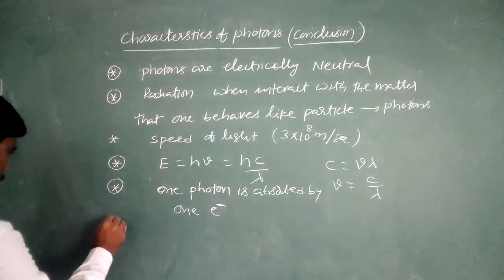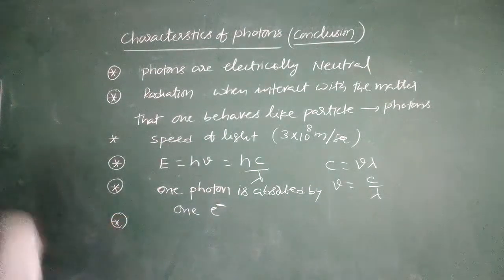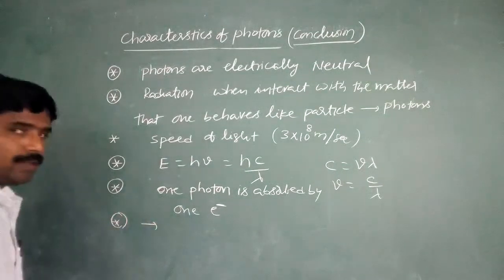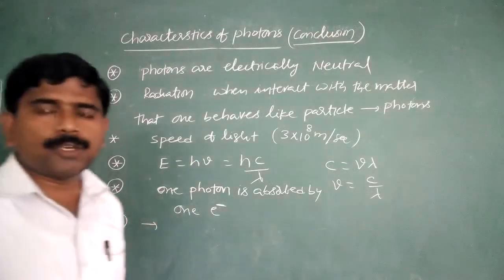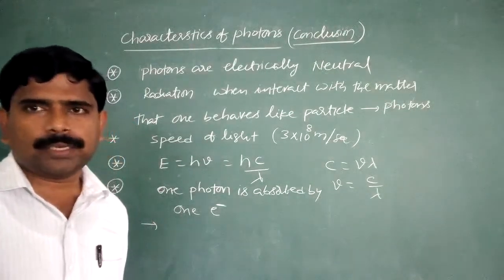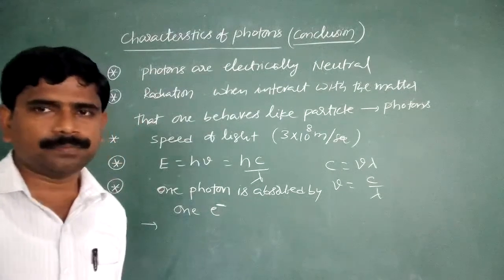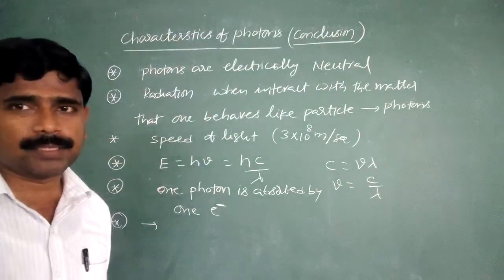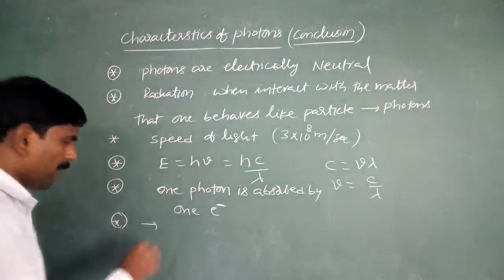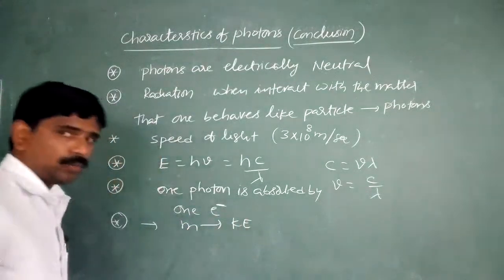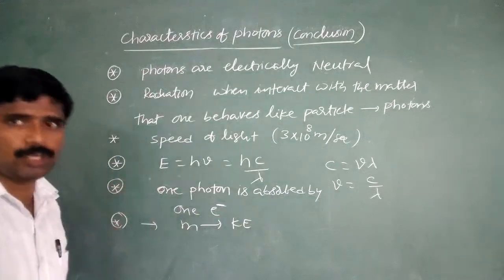Next one. For photons, mass exists due to its kinetic energy only. Why? Because the rest mass of the photon is equal to 0. Therefore, mass exists due to its kinetic energy only, that means its energy only.